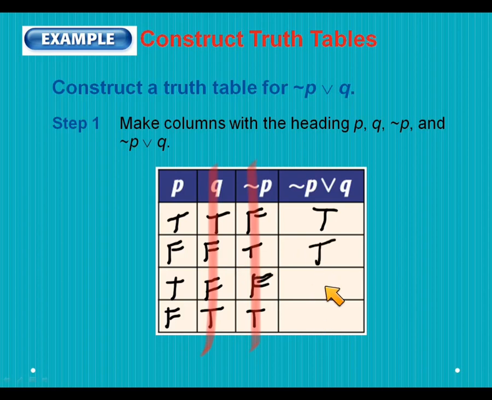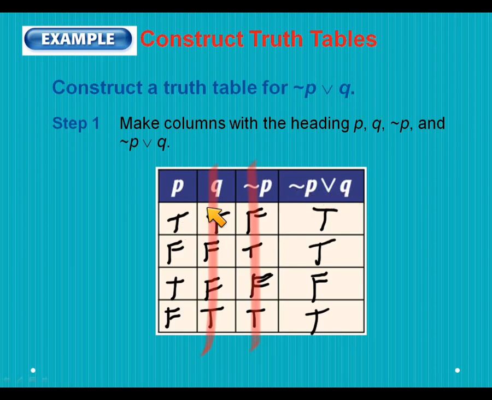Would this be true or false? False, because both of them are false. Right. Would this be true or false? True, because both are true. So here are all the possible scenarios for not P or Q.